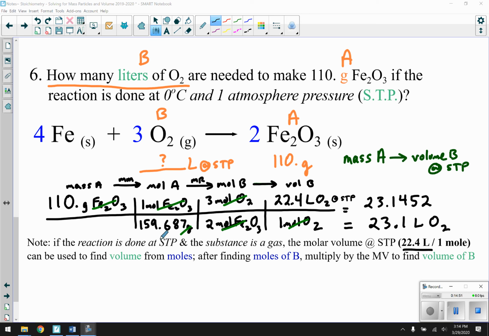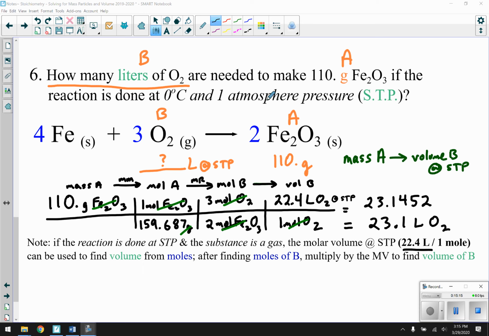Okay, so 110 divided by 159.687 times 3 divided by 2 times 22.4. Here's what my calculator gives me. I'm going to round it to the 3 sig figs that my problem started with. And the answer: 23.1 liters of oxygen. So that is how much oxygen you would need to make 110 grams of Fe2O3 in this balanced equation.